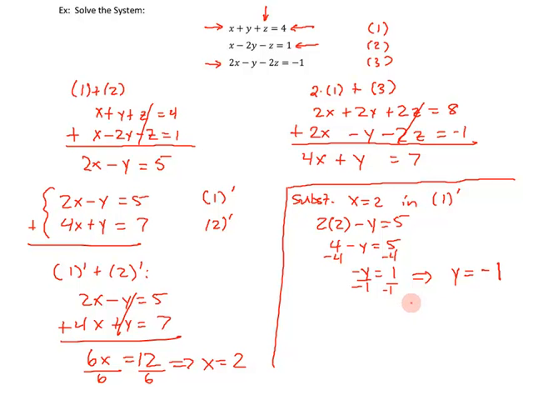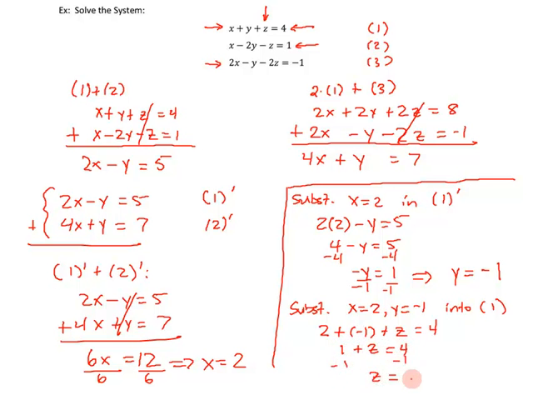the z? Well, if I plug x and y into one of these three equations right here, I'll have only z as unknown. So I'm going to substitute back into, say, equation 1: x equals 2 and y equals negative 1. That gives me 2 plus negative 1 plus z is equal to 4. 2 plus negative 1 is 1, so 1 plus z equals 4. Subtract 1 from both sides, and I get z is equal to 3.